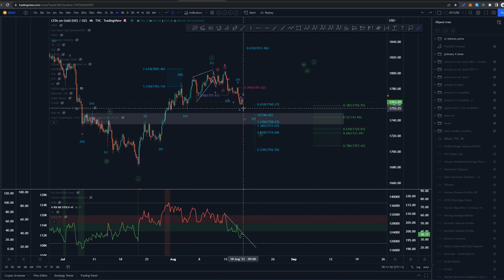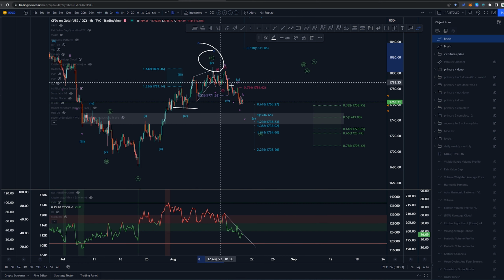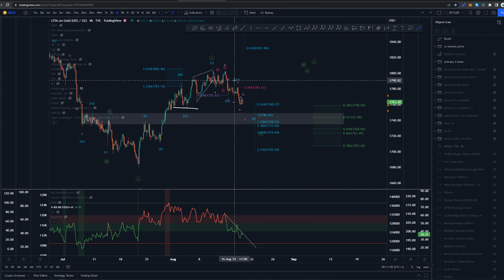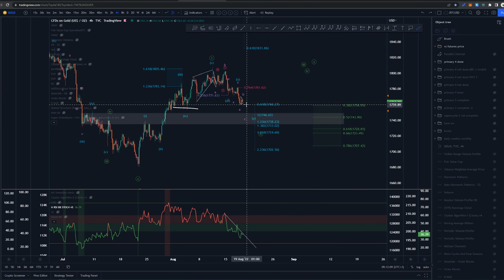So if we are going to be breaking this area here, these lows of wave 4, then I would be more confirming that this indeed was an end of this wave structure. So again, my targets are currently still below here. So even if we are reverting now, it is still possible that this whole thing could be a completed sequence here.